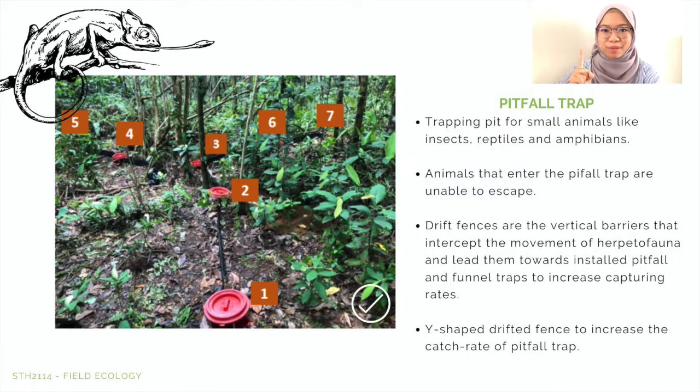The first method that we use is pitfall trap. Pitfall trap is a trapping pit for small animals like insects, reptiles, and amphibians. Animals that enter the pitfall trap are unable to escape. We also provided a drift fence. Drift fence works to lead them towards installed pitfall and funnel traps to increase capturing rates. We also use a Y-shaped drift fence to increase the catch rate of a pitfall trap.